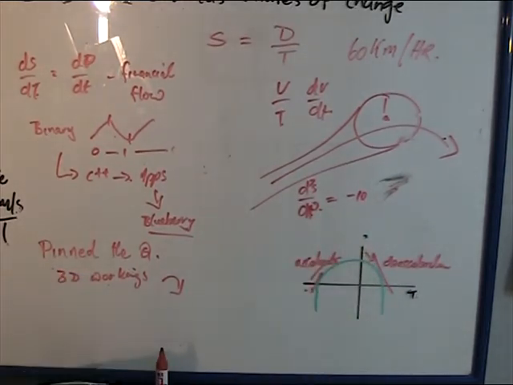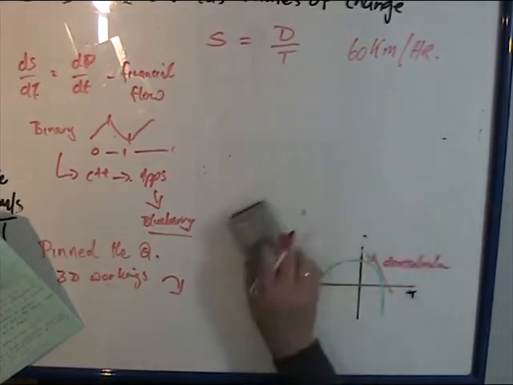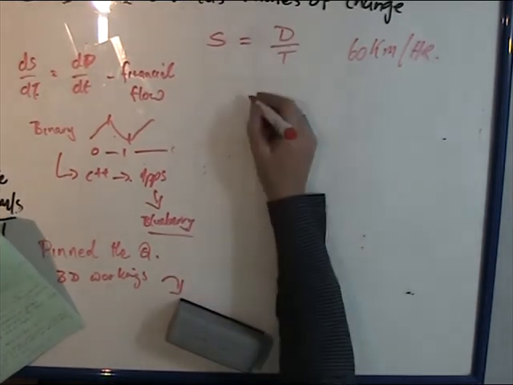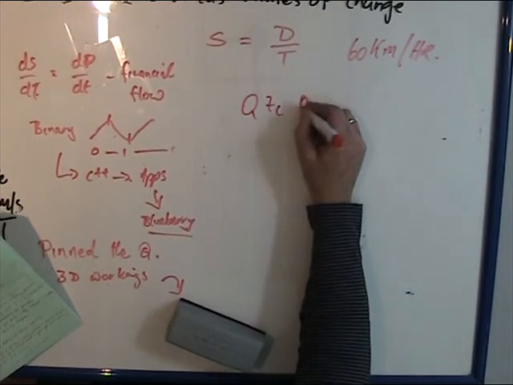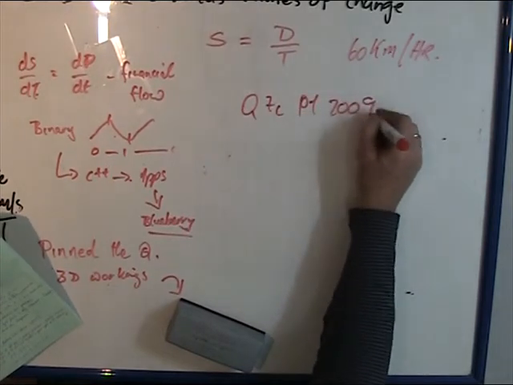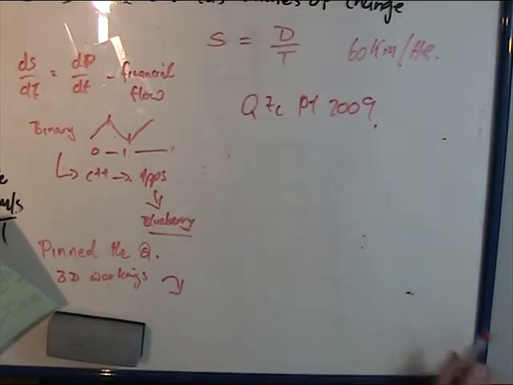Other things to show here. Now for the next day you have to do question 7C, paper 1, 2009, and do that question. What value of t will the acceleration become negative? We've done all those.